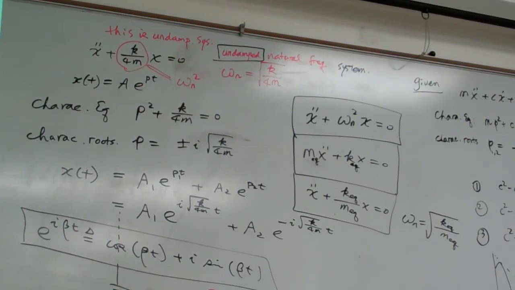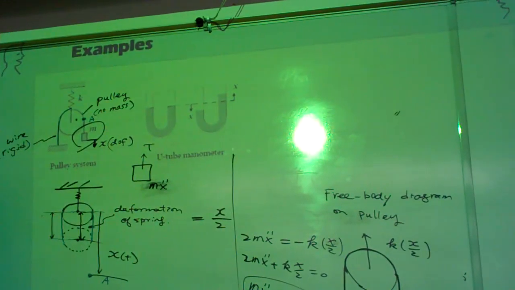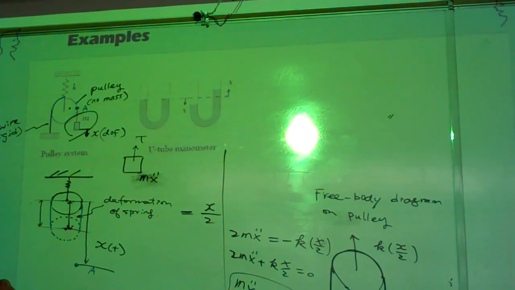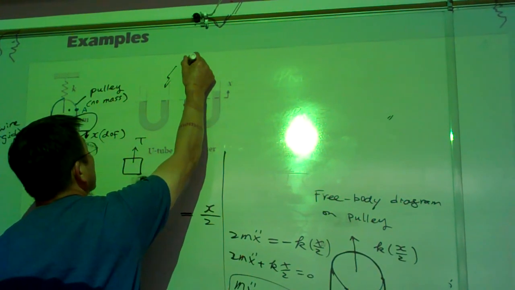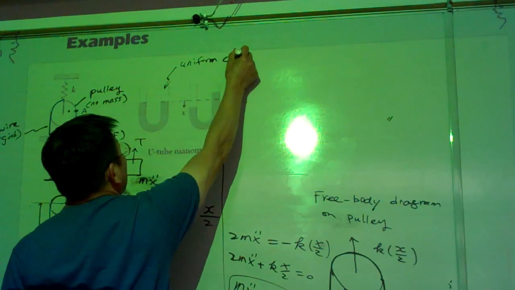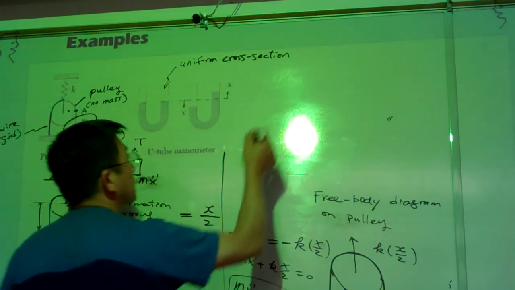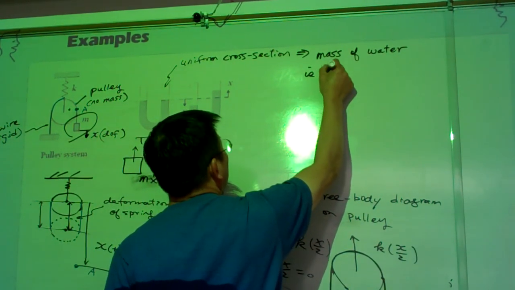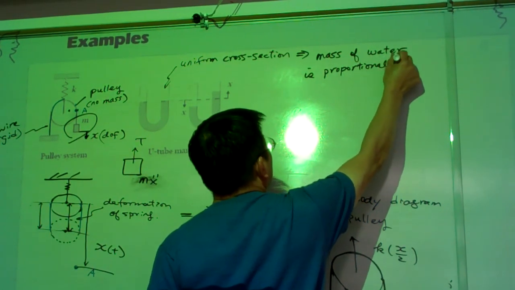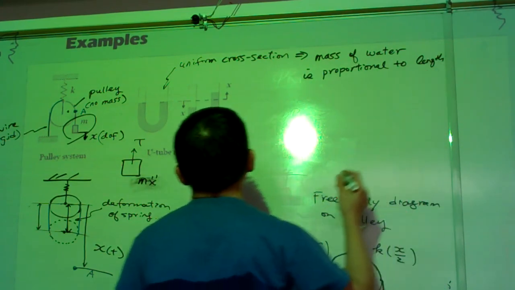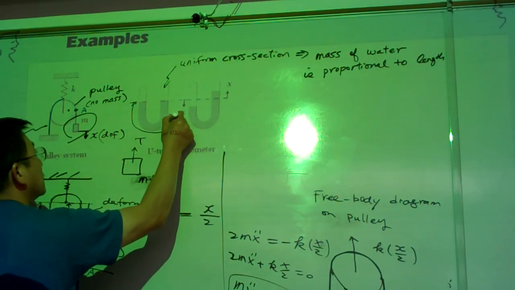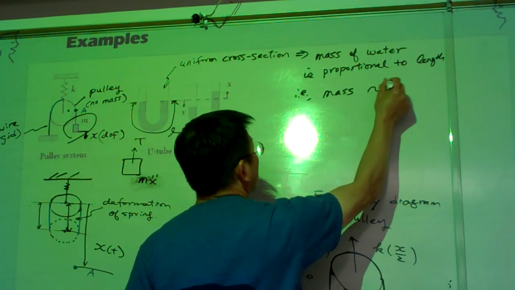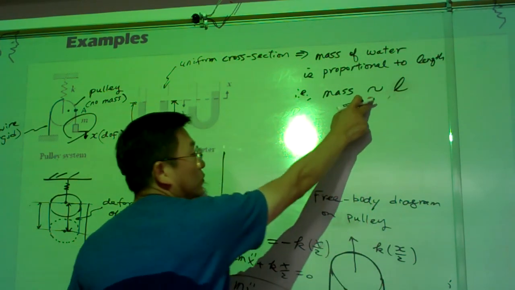And for the second example, that is the water in a pipe. The mass of the water is proportional to the length of the water in the pipe, assuming the pipe has a uniform cross section. So the mass of water is proportional to the length. Let me assume the length from here to here is L. The mass is not equal to L, it is proportional to L. This is the proportional symbol.